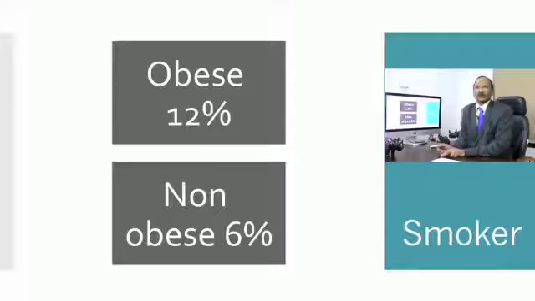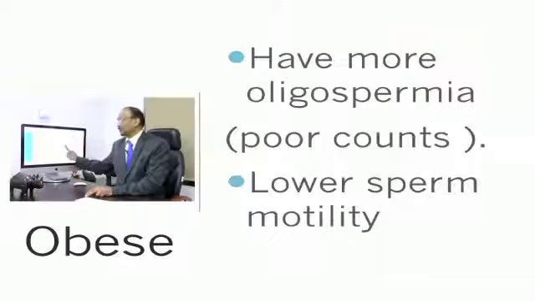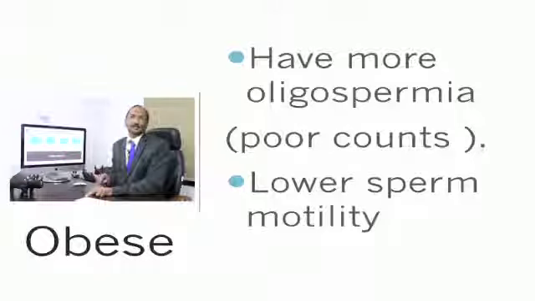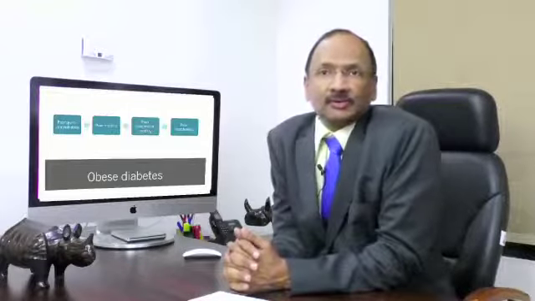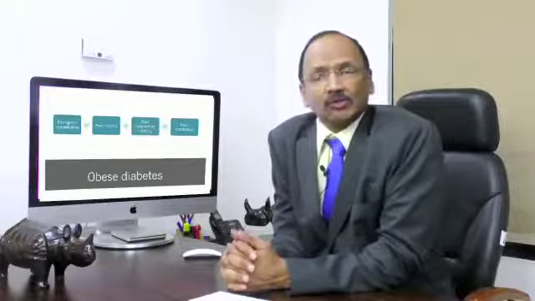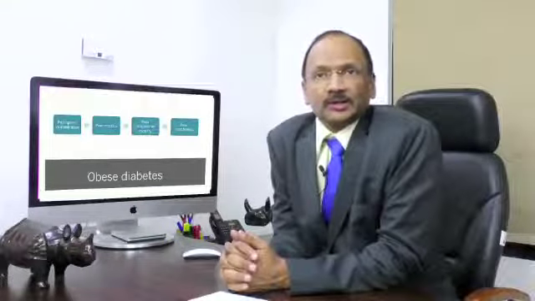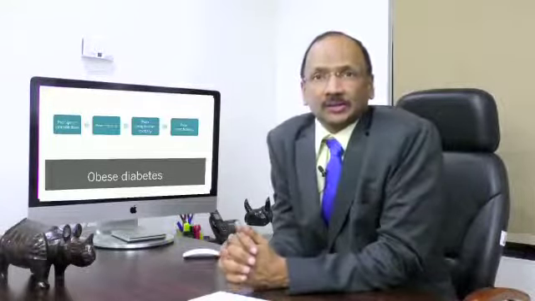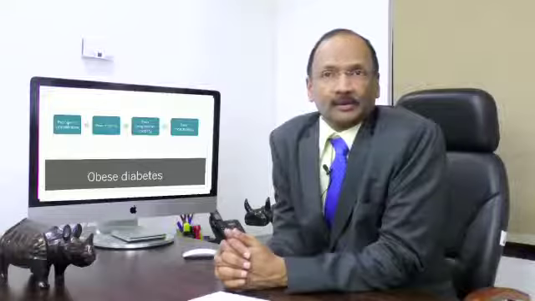2017. In this study, what we found was a 12% incidence of abnormalities in the obese group, and in the non-obese group, the abnormalities were 6%. Obese people had more abnormal counts and abnormal motility. In addition to that, if the obese people had associated diabetes, it was much worse. They had lower volume of semen, lower motility, lower quality, and higher DNA fragmentation. This is producing a drastic effect.